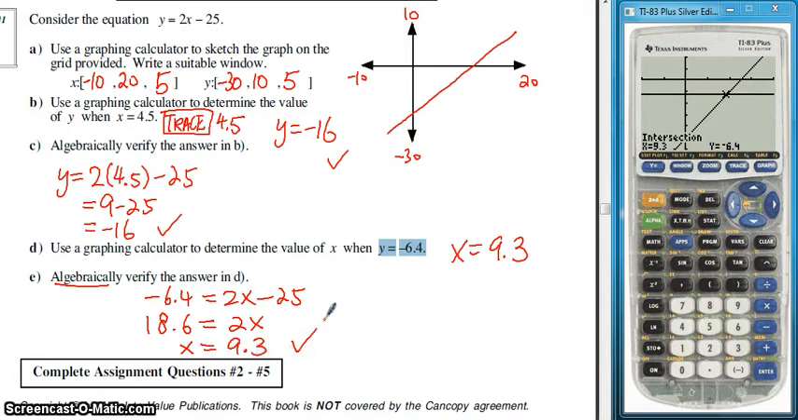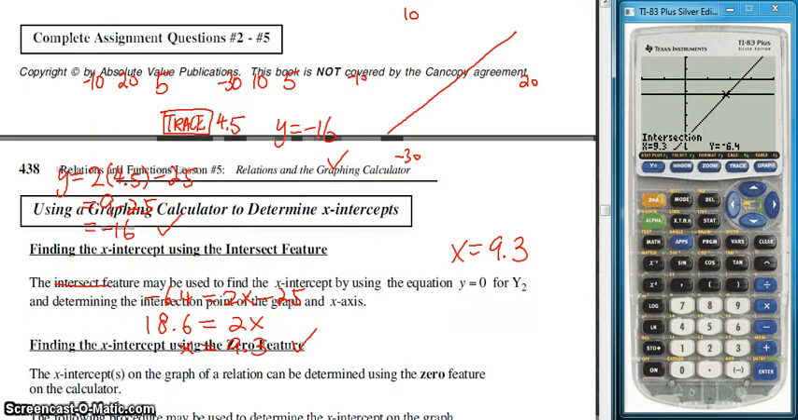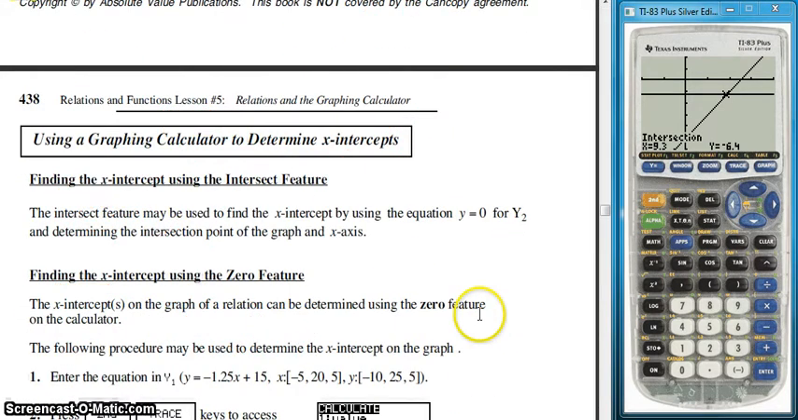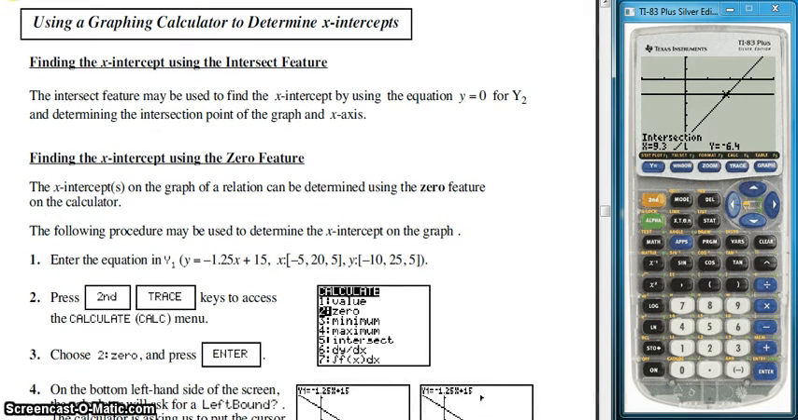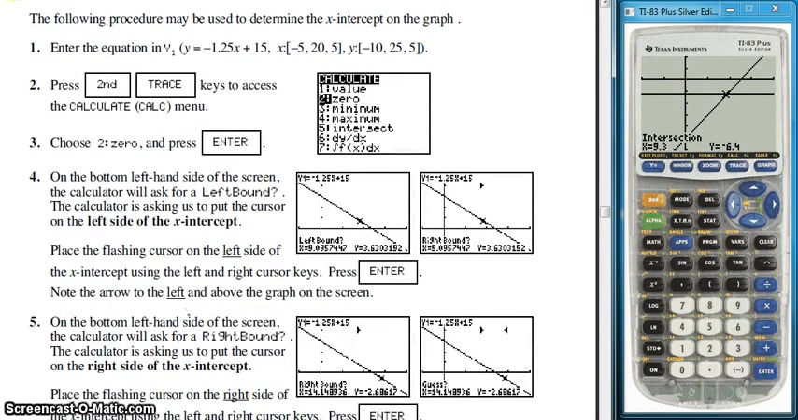9.3. Verify. Okay, so this is an example of how to use the calculator. Alright, let's move on to other features of the calculator. Determine the x-intercept. How do we determine the x-intercept? Like in this question, they give you this equation. Well, I'll just use the same equation here. How to determine this point, the x-intercept?